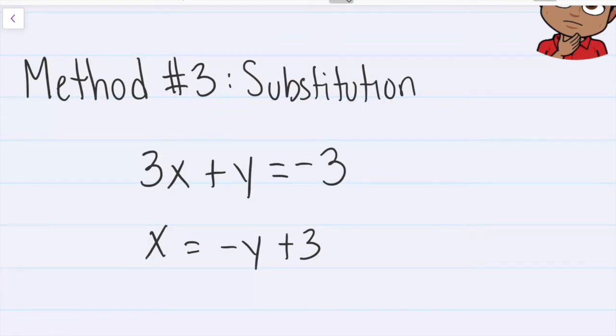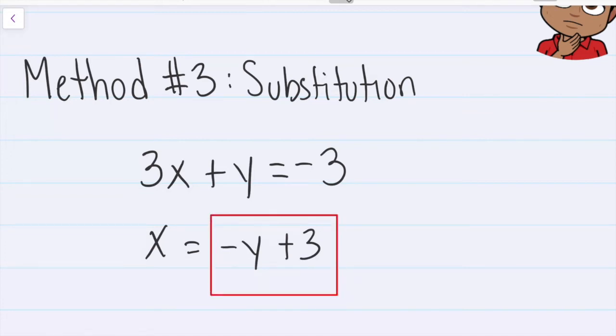Okay guys, so the substitution method is a little bit more complicated, but just pay attention, it'll be fine. Notice how in substitution, we're going to replace a letter with another letter. To do this, guys, you need one of the variables, the letter, to be alone. So right now our x is alone, so we can actually just do the following. Isn't x equal to all of this?